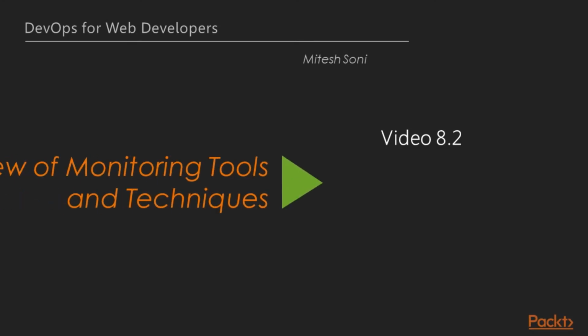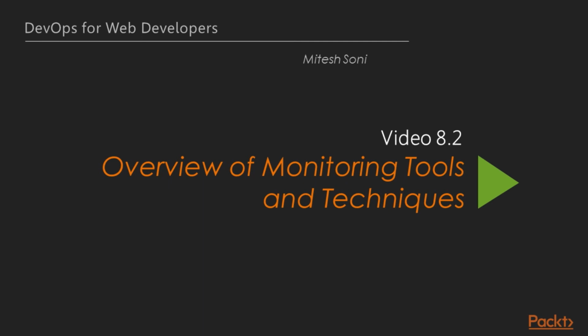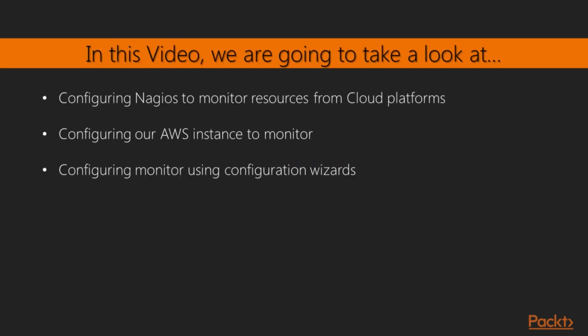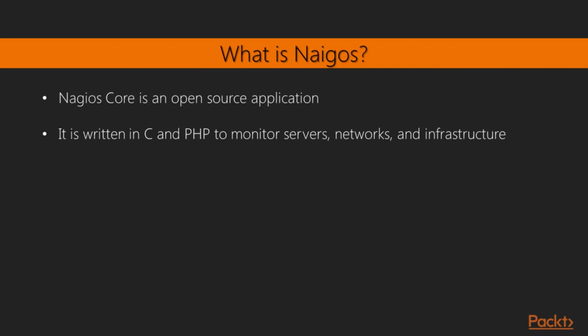Hello, welcome again to the second video of this section, overview of monitoring tools and techniques. In the previous video, we learnt the basics and uses of monitoring. In this video, we're going to see about the monitoring techniques: the Nagios monitoring tool, Azure Web Apps monitoring, and AWS Elastic Beanstalk. Let's begin with Nagios.